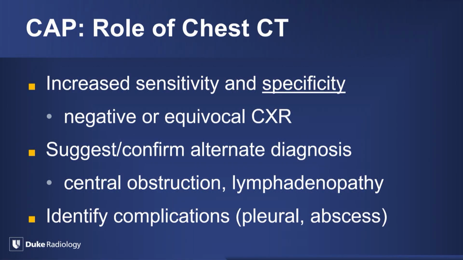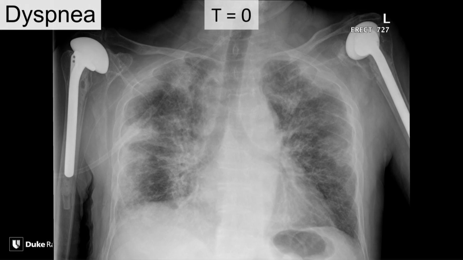And they found that in their setting, when they compared to CT, the chest radiograph was falsely negative in a third of cases and falsely positive for community-acquired pneumonia in a third of cases. Interesting stuff to think about. CT is, of course, helpful for confirming an alternate diagnosis, evaluating for central obstructions if suspected, presence of lymphadenopathy, and to identify complications such as pleural fluid or abscess.